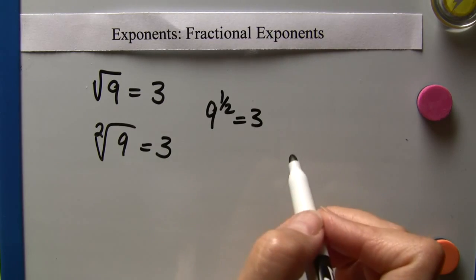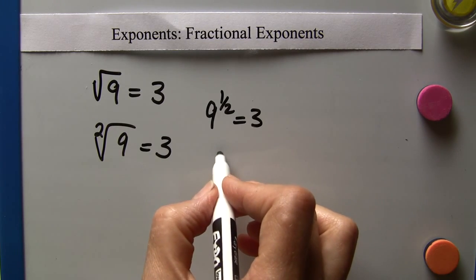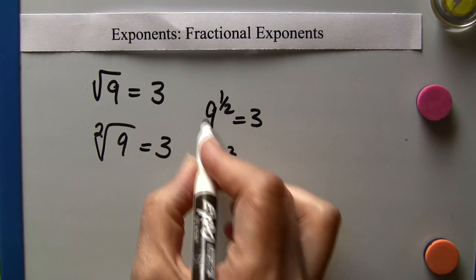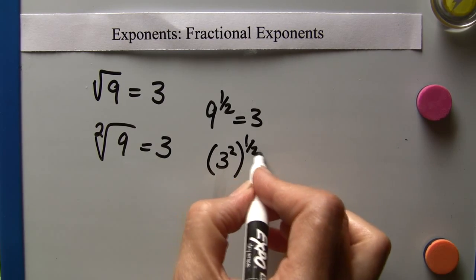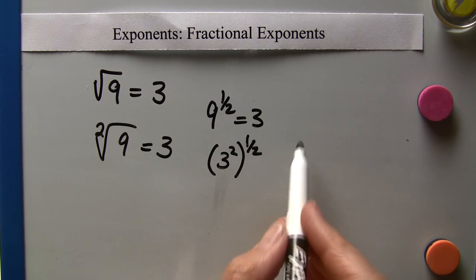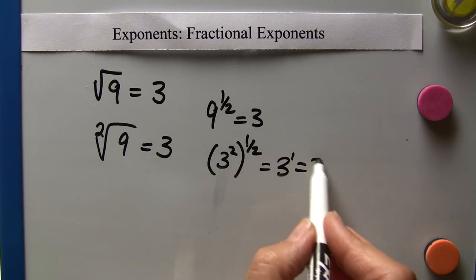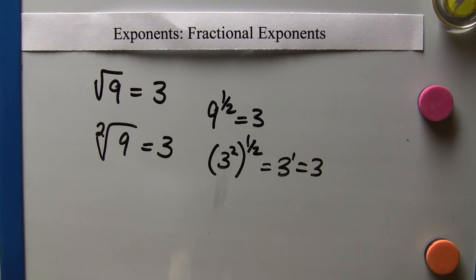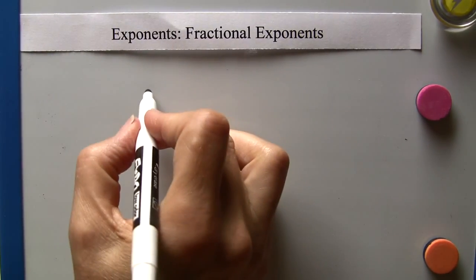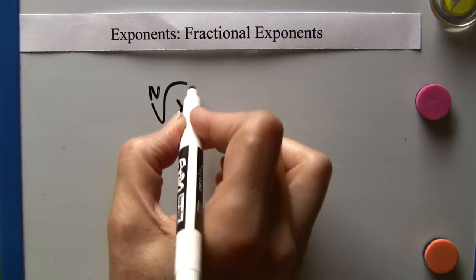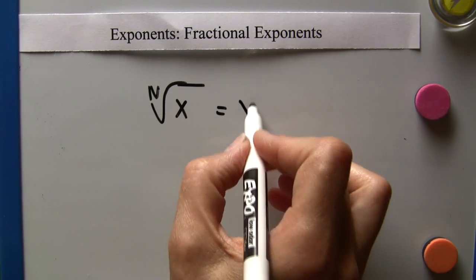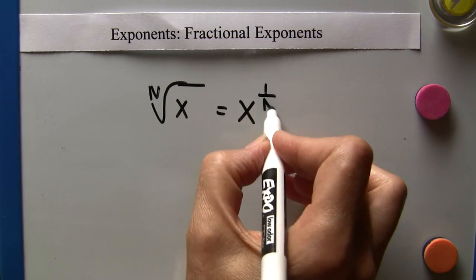which is still 3. We could also write not 9 to the 1/2, we can write 3 squared, which is 9, raised to the 1/2. And using our rules of exponents here, 2 times 1/2 is 1. So that equals 3 to the 1, which is 3. So we have a rule here that is that the nth root of any number that is 0 or greater, we can rewrite that as x to the 1 over n.